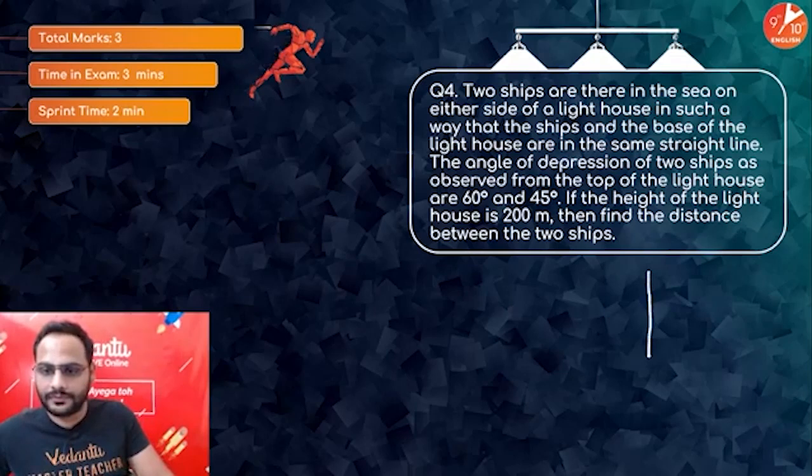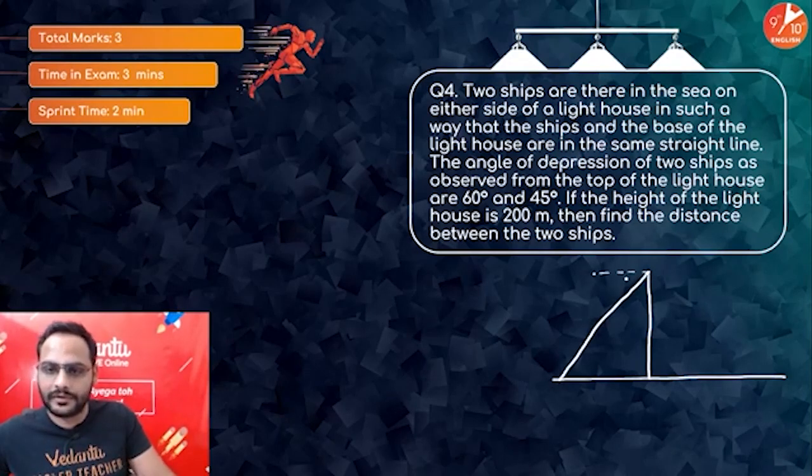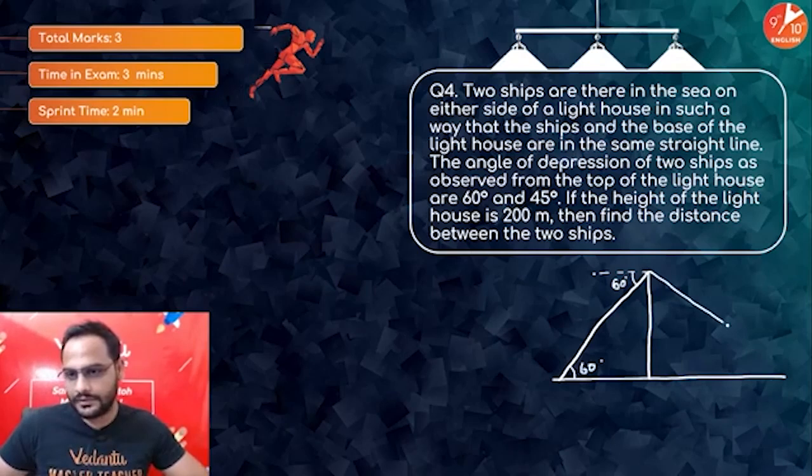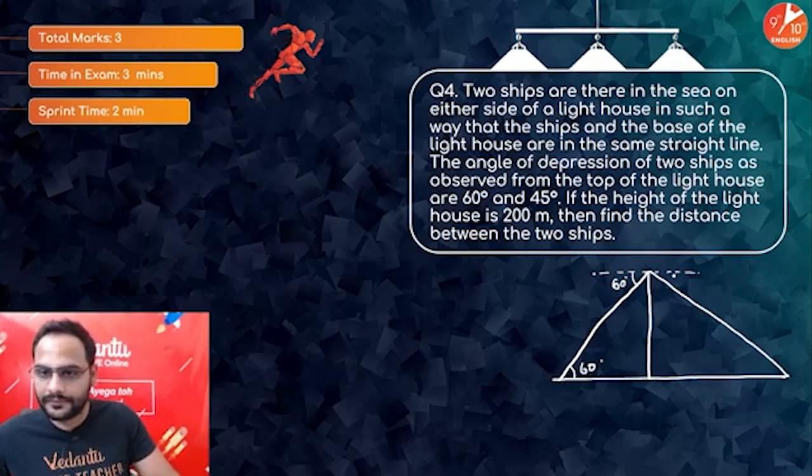Suppose this is your lighthouse. The base of the lighthouse and the ships are in the straight line. So it is like this. One of them, angle of depression is 60 degree. The other one is making an angle of depression of 45 degree. So if it is 60, by interior alternate angle, this is also 60. And if this angle of depression is 45 degree, by interior alternate angle, this will also be 45 degree.